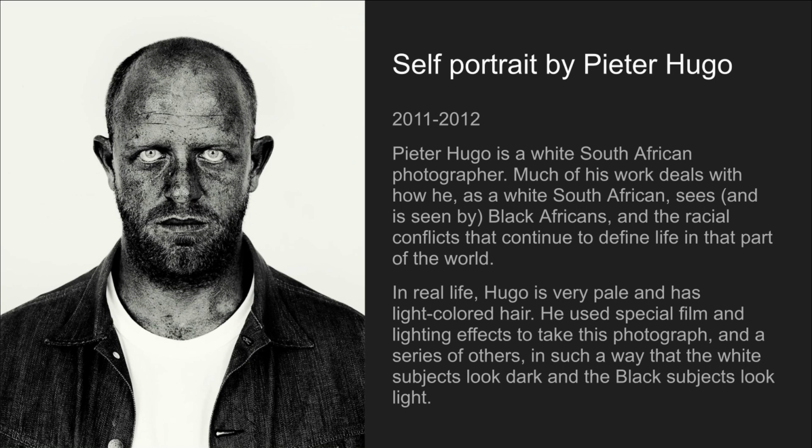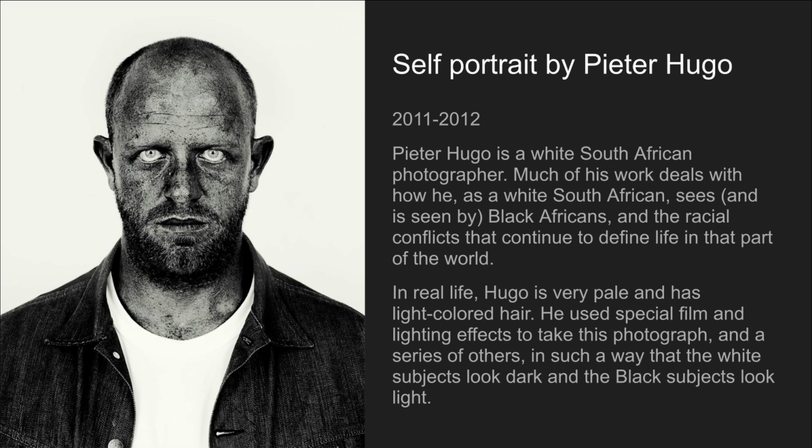In real life, Hugo is a very pale person and has light-colored hair. He used special film and lighting effects to take this photograph and a series of others in such a way that the white subjects look dark and the black subjects look very light. So I'm not 100% sure. I haven't read up on how he did this, but I have two theories. One is that he's using infrared film, which means that it's picking up on things the light is doing that our naked eyes can't see. So that's why you're seeing a lot of freckles and stuff on his skin that normally would be very pale. They get augmented in the infrared photo.